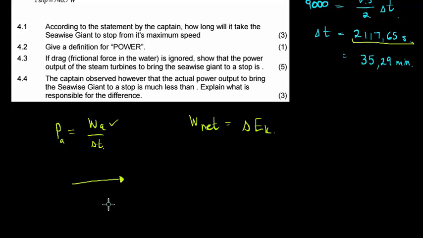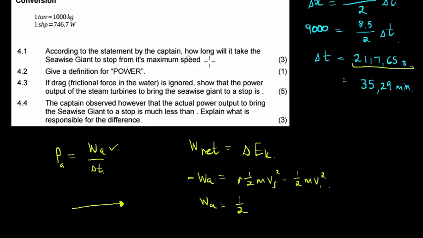Now, in this case, the engines in these massive ships are called steam turbines. So in other words, they are trying to stop it, so it is an expense. So the net work done only consists of negative work applied, which is equal to the change in kinetic energy, half the mass times final velocity squared minus half the mass times initial velocity squared. We just want the value for work applied. So we'll take half the mass. The mass is given in tons, but we must multiply tons with another factor.